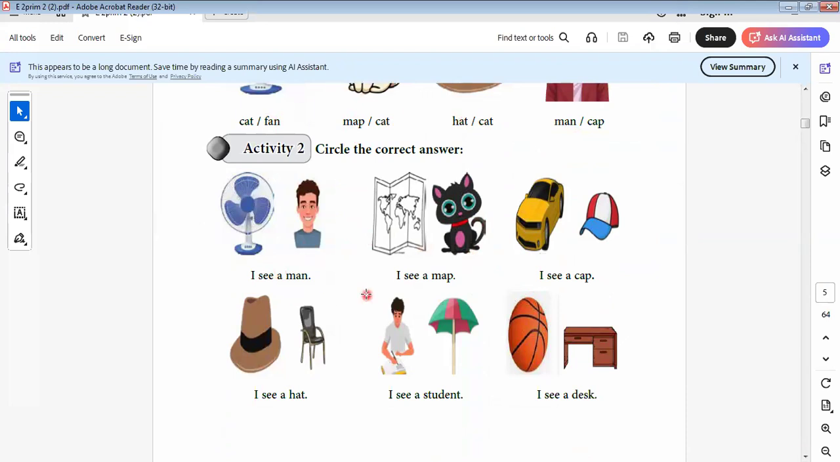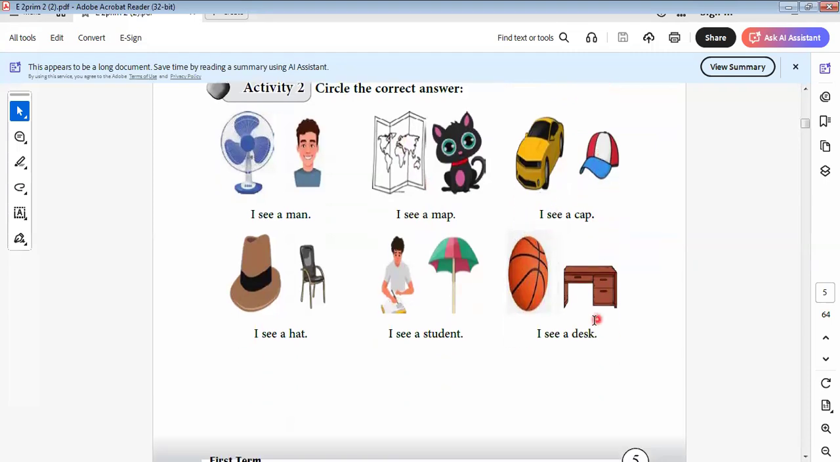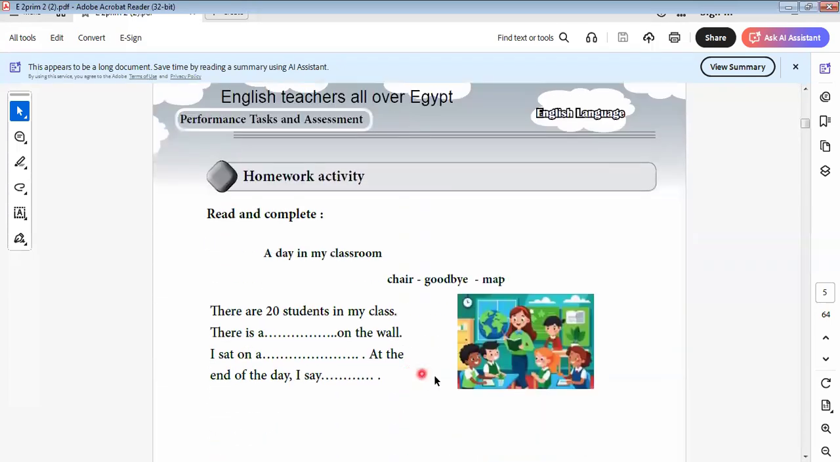Here we say, I see a man. Which one is man here? This one. I see a map. Which one is map? This one. I see a cab. This is a cab. I see a desk. This one. I see a student. This one. I see a hat. This one. Let's go to another one here.